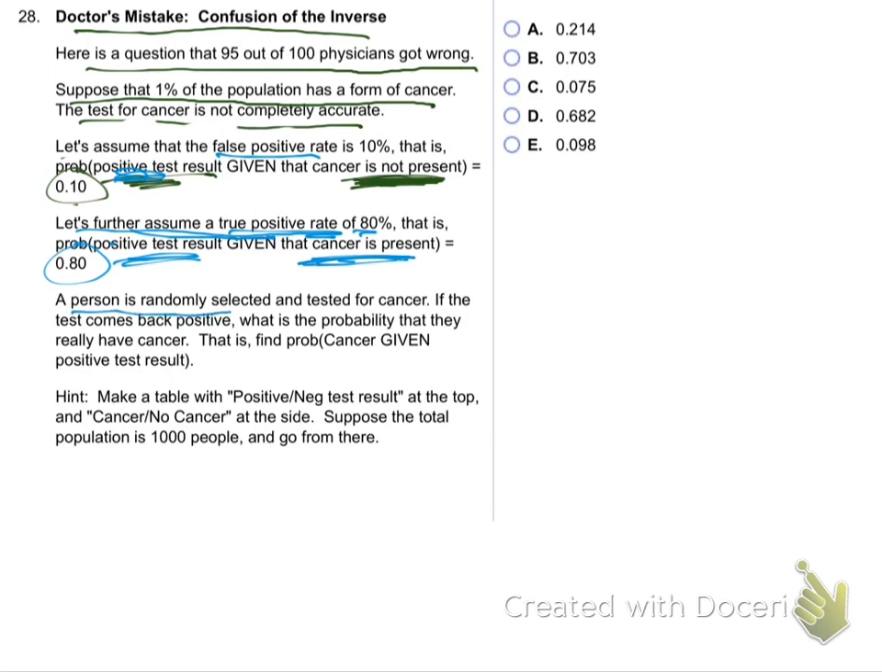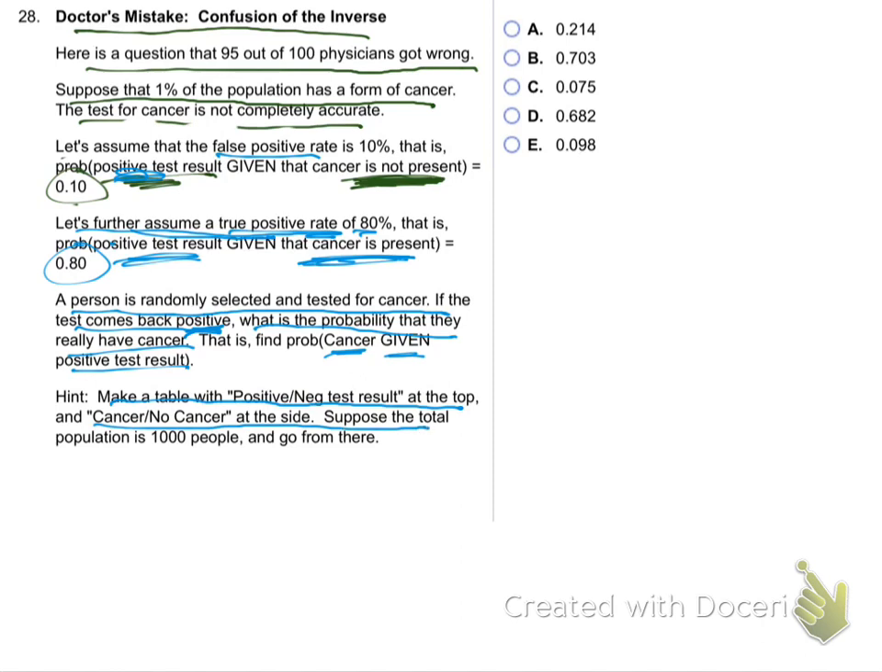So let's say a person is randomly selected and tested for cancer. If the test comes back positive, if it says they have cancer, what is the probability that they really have the cancer? The probability of cancer given a positive test result. Now, 95 out of 100 doctors were asked this question, and they thought the answer was around 80%. We'll find out it's really not. It says, hint, make a table with positive, negative test result at the top, cancer, no cancer at the side.